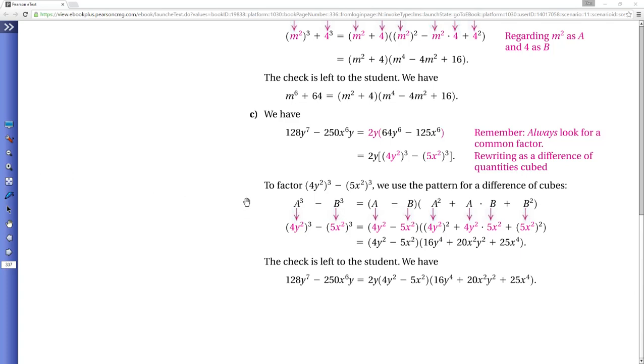So the pattern's put in, we get this factoring, and then I should check to make sure that this isn't a difference of squares, right? This is something squared, but this is not something squared. And then I look for that. If I did catch all my common factors right at the beginning, there should be no common factors here to factor out.